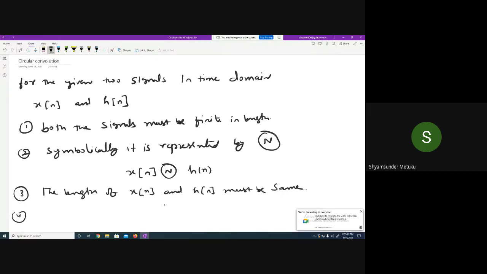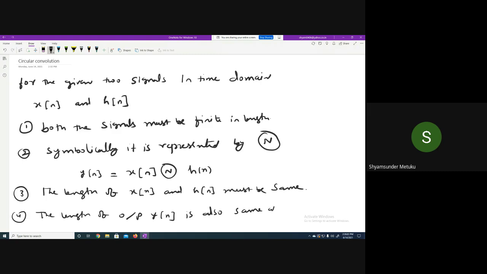Fourth point: the length of the output is equal to the length of the inputs. If y of n is the circular convolution between x of n and h of n, then the lengths of x of n and h of n must be the same, and the length of the output y of n is also the same as the length of the inputs. So these four things you must remember for performing circular convolution between two given discrete time domain sequences. Let me start with a very simple example.